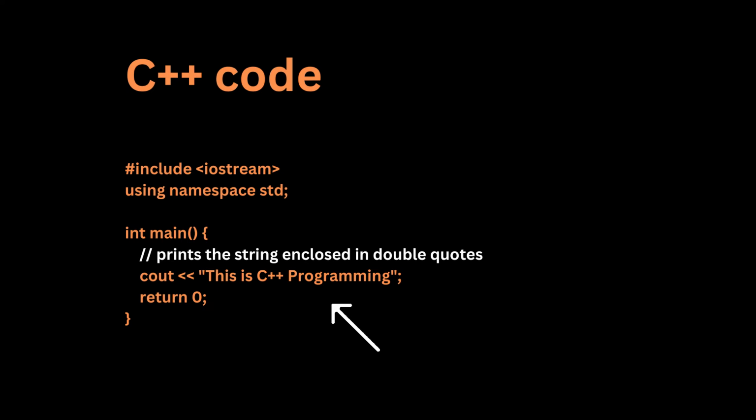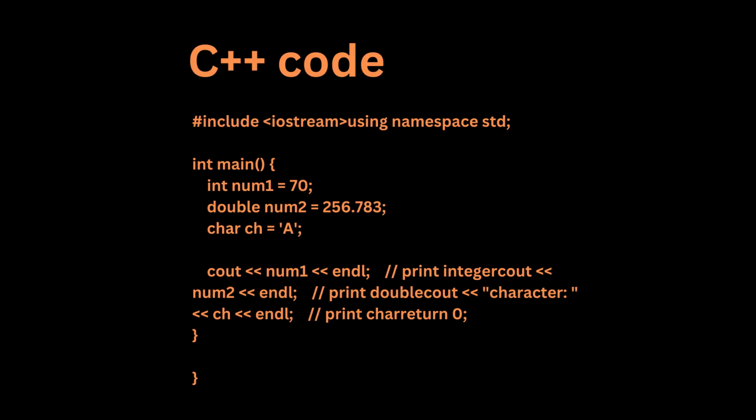to the output. Now we are going to see the examples of numbers and character output. Like in this example, int num1 equal to 70, double num2 equal to 256.783, and char ch equal to character A. Now here in the cout function we used endl. Here endl is a manipulator used to insert a new line. That's why each output is displayed in a new line.